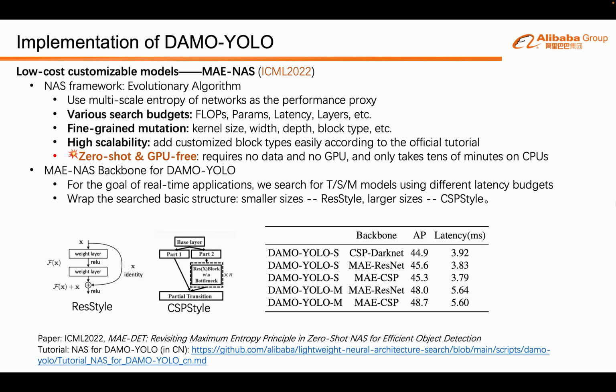Back to DAMO-YOLO, we use latency on NVIDIA T4 GPU as the search budget of ME-NAS to search models with different sizes for the goal of real-time applications. Based on the searched basic structures, we wrap them into backbones with better performance with structure wrappers. We provide two kinds of wrappers, ResNet style and CSPNet style. Experimental results show that the ResNet style wrapper makes smaller models more accurate and faster, and larger models with deeper depth benefit from the CSPNet style wrapper.